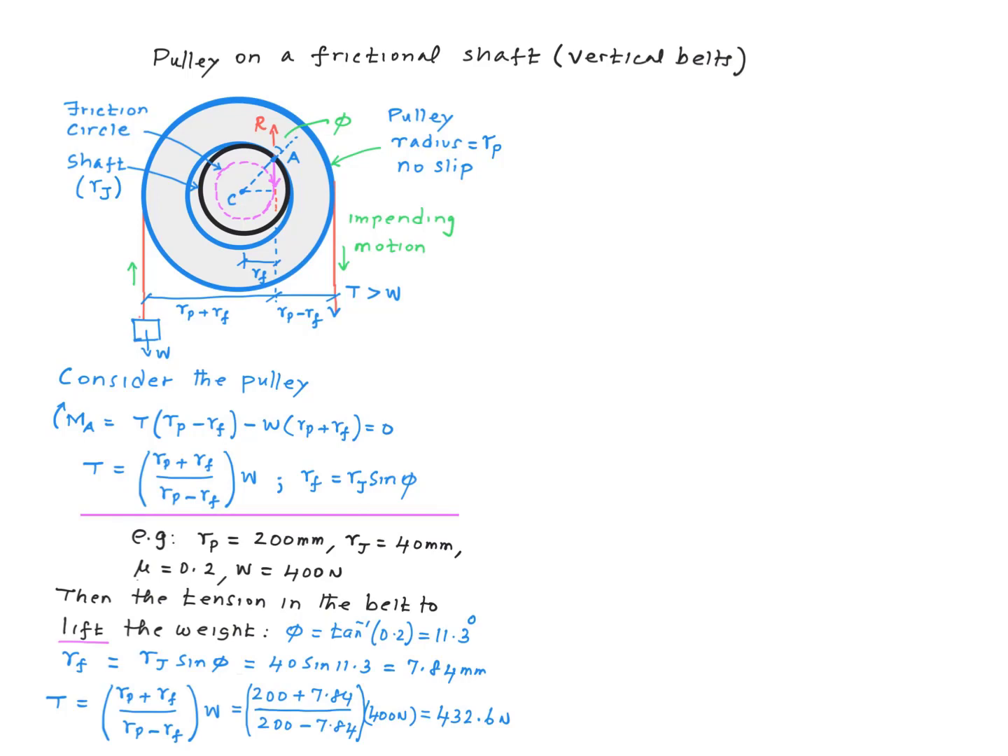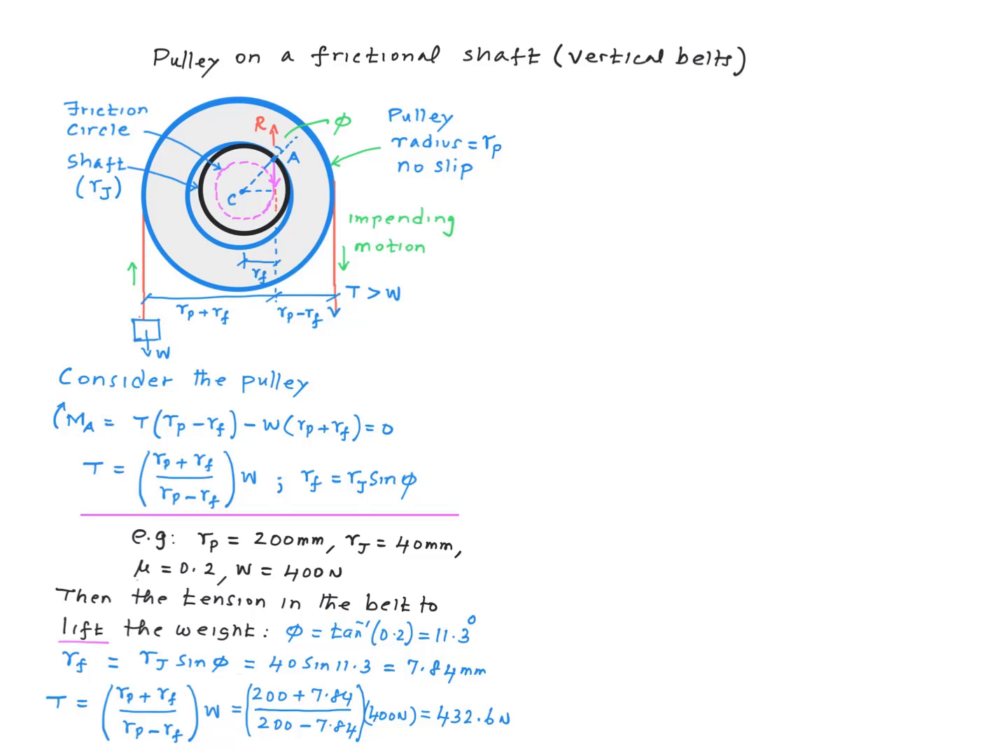Just to demonstrate the use of this equation in a numerical example, let's go ahead and choose these values for the key parameters. We calculate a value of 11.3 degrees for phi here. We calculate a value of 7.84 millimeter for the radius of the friction circle, and then substituting the relevant numbers in this expression, we get a value of 432.6 Newton for the tension in the belt.